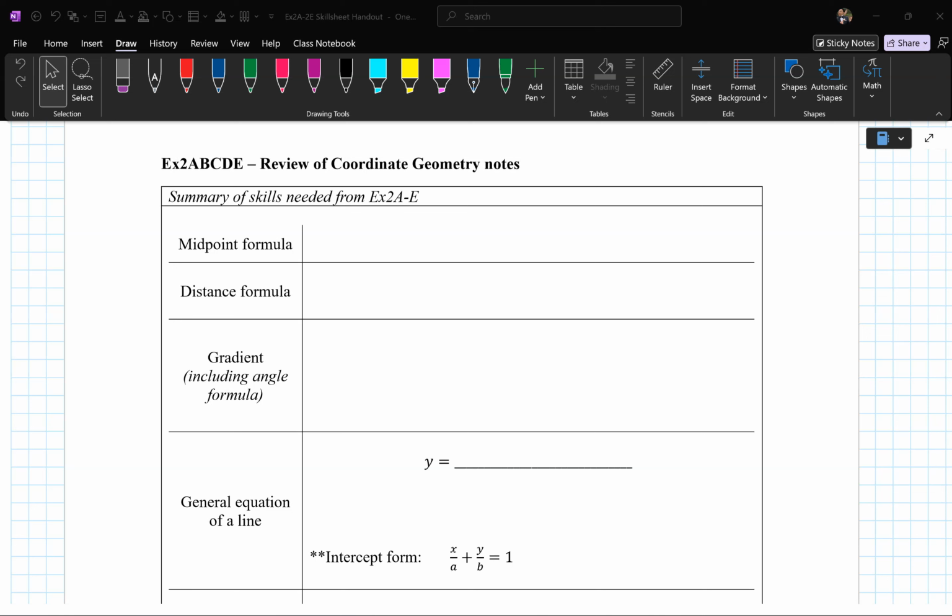All right, it's recording. All right, exercise 2A, B, C, D, E. The reason why we're combining it is because it's all year 10 and year 9 revision. These are the things you must know.